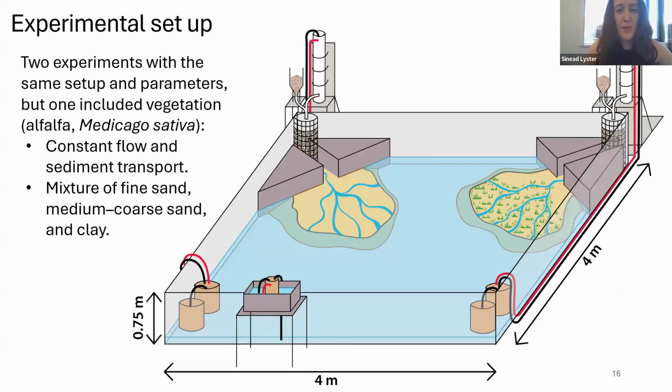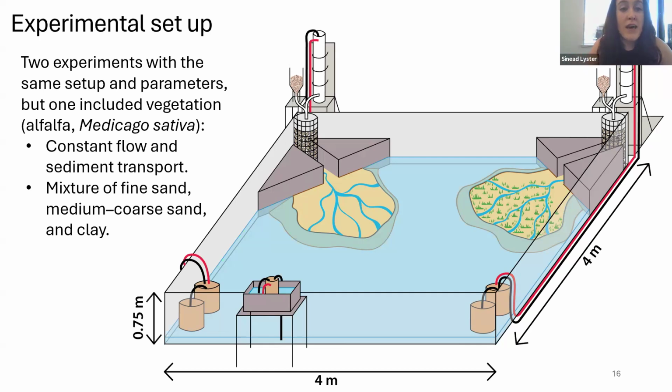So, okay, my experimental setup. We've taken that little schematic and now I have a diagram. So in my basin, I wanted to investigate the long-term impacts of vegetation on delta dynamics and delta stratigraphy. So I set up two deltas, so two experiments, and both experiments had the exact same setup, the exact same parameters. The only difference is that one included vegetation. And for that, we used alfalfa, which is very commonly used in physical experiments, mainly because of its fast germination time and the speed with which it can sprout and grow to of order a centimeter in height.